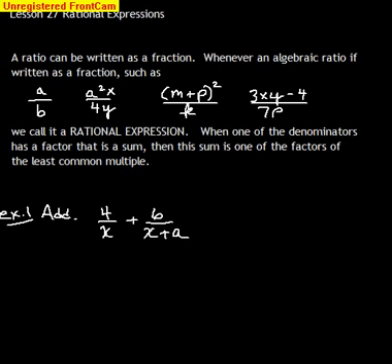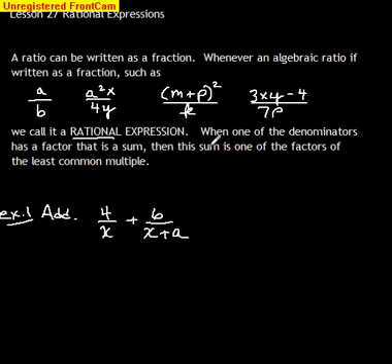so anytime there's a ratio you could get like 3/4, something like that. That's called a ratio. It's written as a fraction. Whenever an algebraic ratio is written as a fraction, they're called rational expressions. Whenever you hear the word rational, just think fraction.